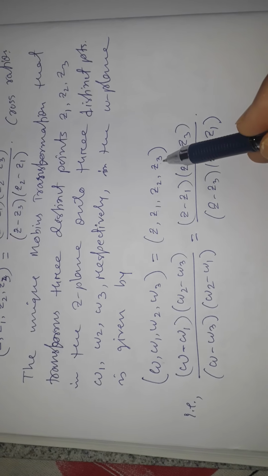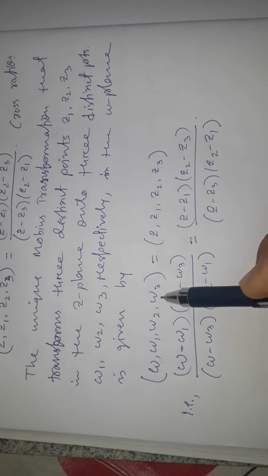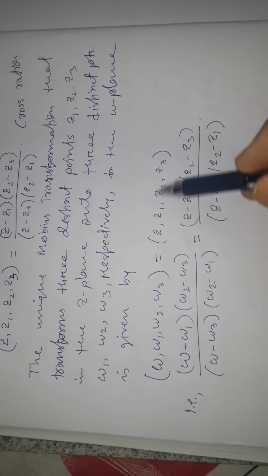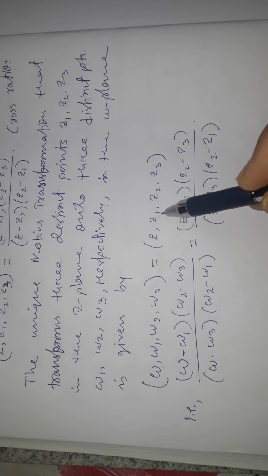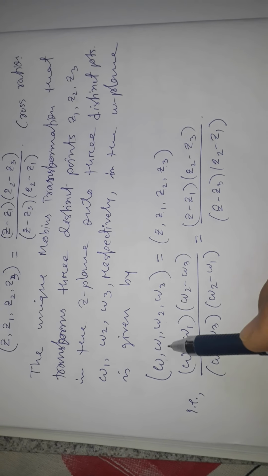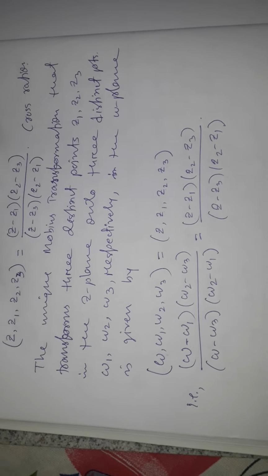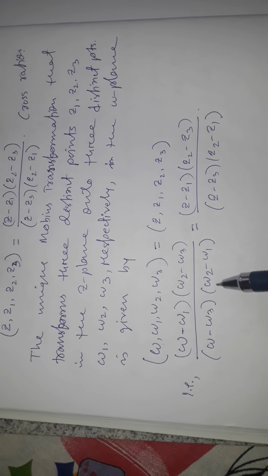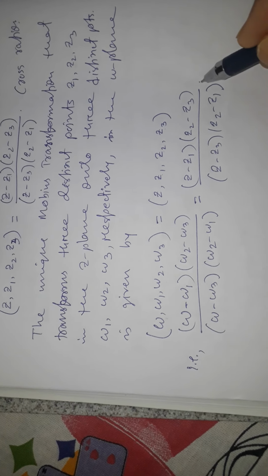These z1, z2, z3 are distinct, and similarly w1, w2, w3 are also distinct, but the w's may be equal to any one of the z's. That may happen, but z1, z2, z3 are distinct, and w1, w2, w3 are distinct. So this is the unique Mobius transformation that transforms three distinct points into three distinct points.